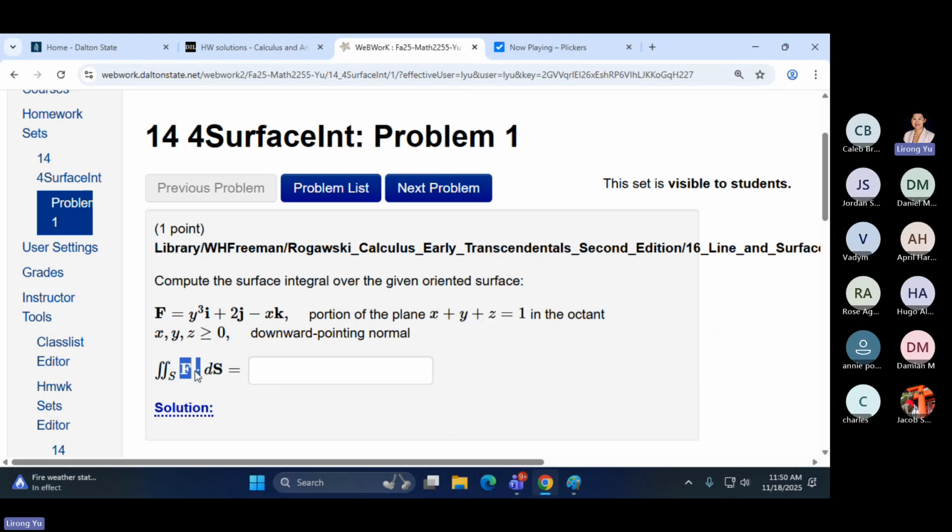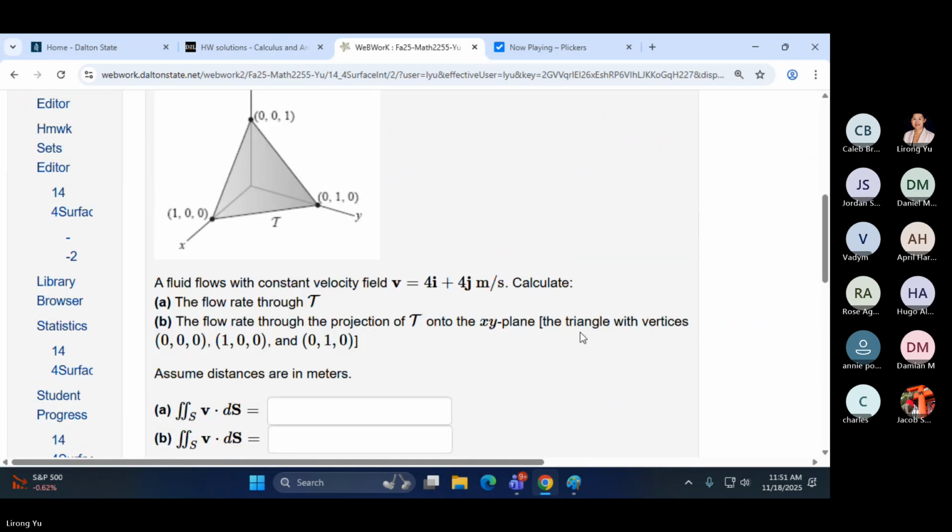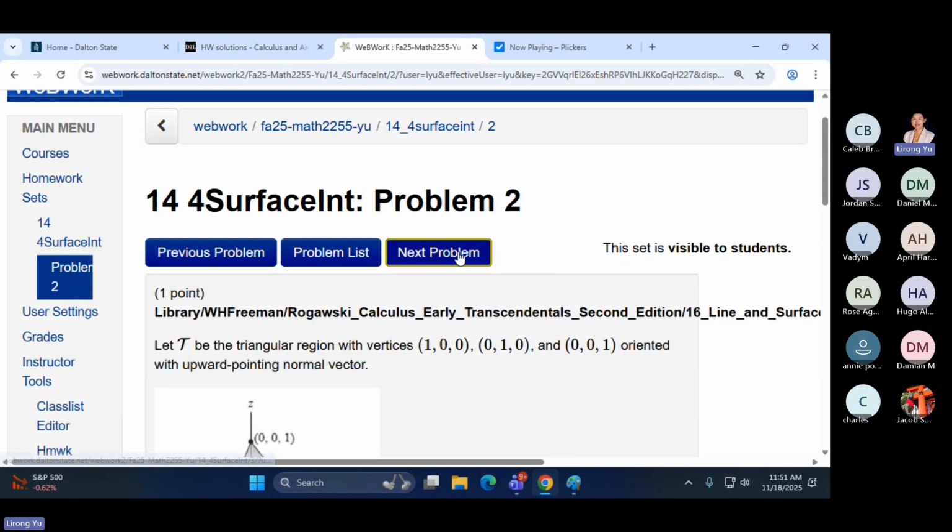And then the dot product will cause us to convert this to a double integral. So this is the kind of situation where we don't have to multiply by the magnitude of the cross product. You can directly find the normal vector of the surface and dot it with F. And then the result will be a double integral. Now, question number 2 also has a vector field.